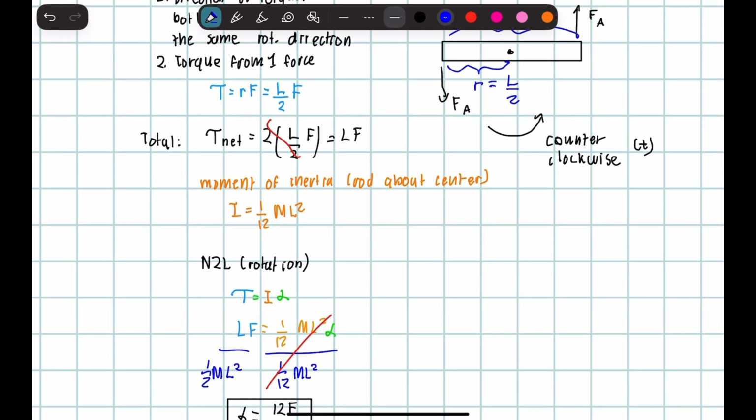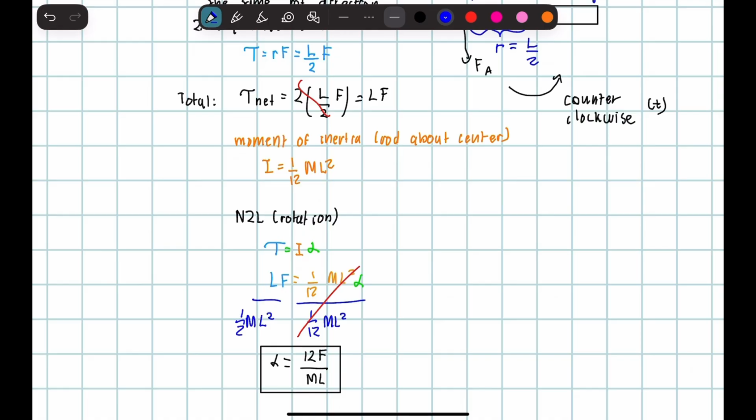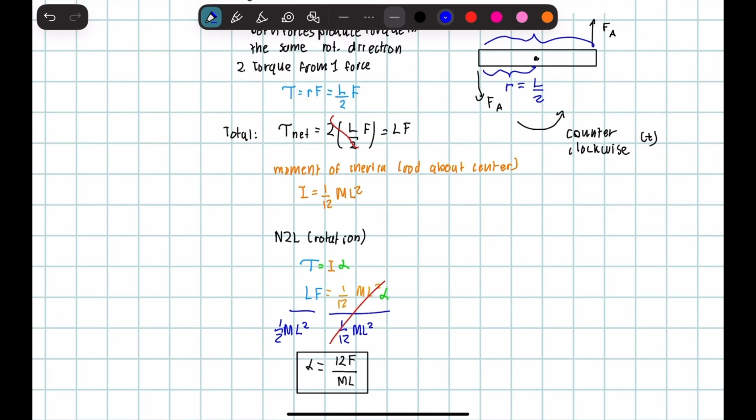So then that means the net torque is going to equal 2 times the length divided by 2 times F. So that's going to cancel out, and we just have the net torque equal to LF. So we're back where we started. So now, what is the moment of inertia for a rod about the center? That's going to equal 1/12 times ml squared.